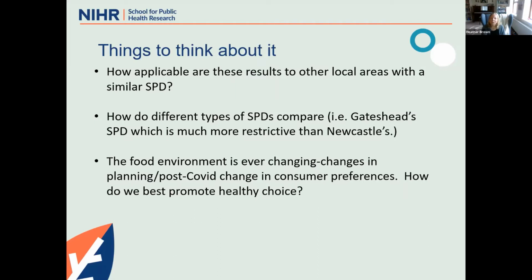And then as well, this is one type of SPD, which is the most popular amongst local authorities, but there's other different types of SPDs, such as the one in Gateshead, which is more restrictive and limits the density of outlets across the whole local authority, and see how that might impact on the food environment, if it's any different, or if we find a similar effect of what we've seen for Newcastle.